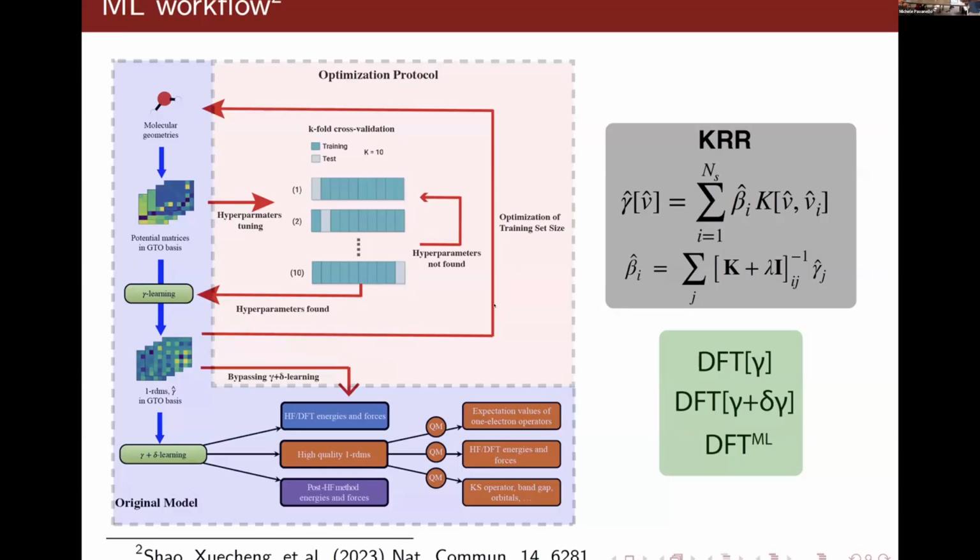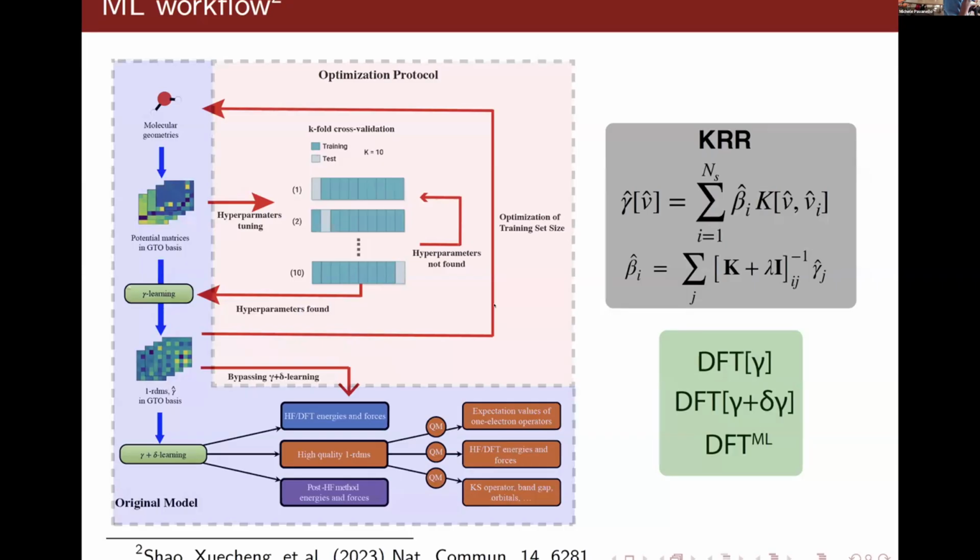Okay, so this is what our machine learning workflow looks like. And before I show you the results, these are the notations I'm going to use. I'll be mainly focusing on the results from DFT, so our electronic structure method is density functional theory here.